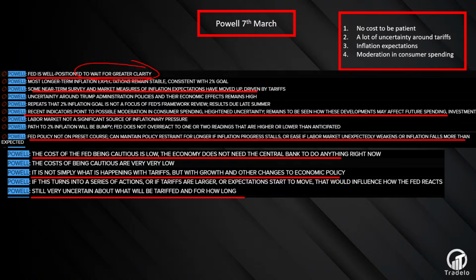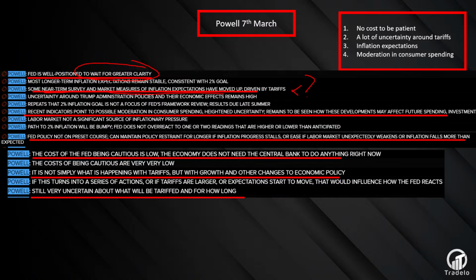Okay, in other words, they're not going to jump and make big decisions without big data in front of them. Moreover, they've told us some near-term survey and market measures of inflation expectations have moved up. Okay, that's that Michigan data. So what do you mean, Powell? What does that mean? What are the implications? Are you going to do something about it? Are you willing to consider rate hikes? Okay, those are the kind of questions he's going to get asked given what's going on in these near-term surveys.